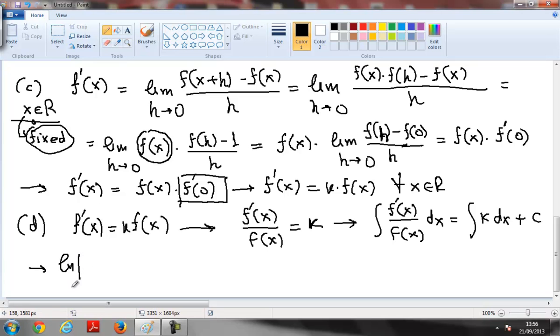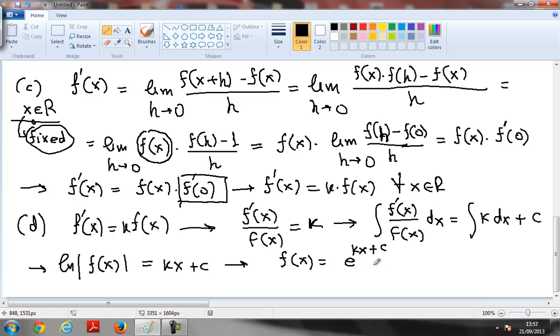From here I have the logarithm, ln of f of x, that's this integral, equals kx plus c. Now, from the definition of the logarithm, I have that f of x equals e to the power kx plus c. I don't need to have absolute values since I know that this expression here is always positive.